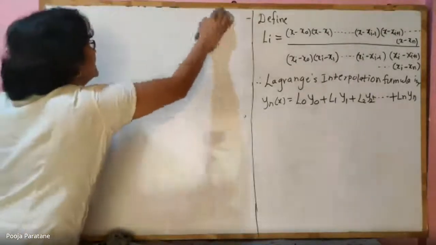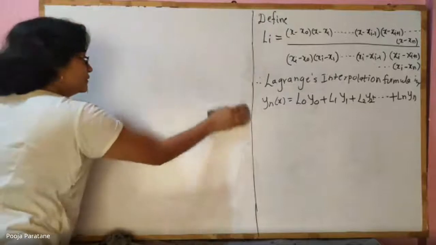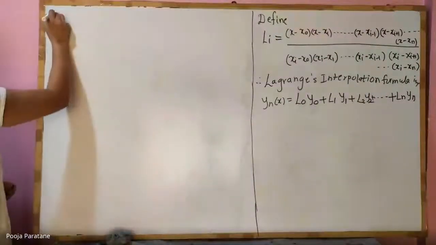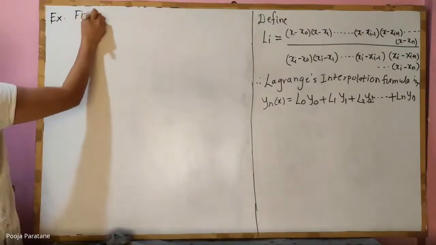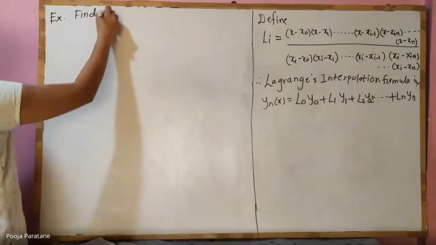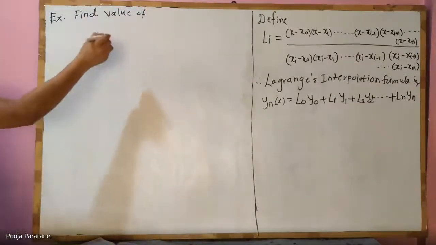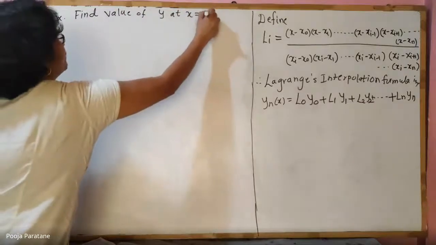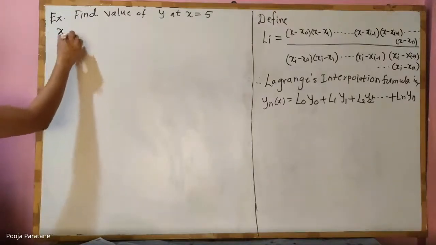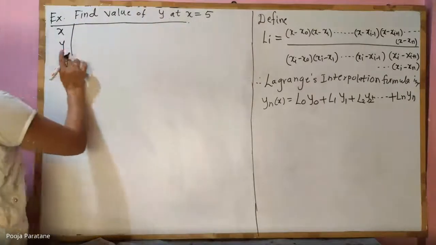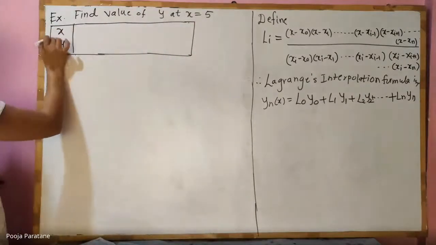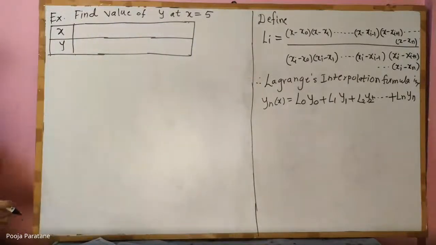Considering unequally spaced data, example: find the value of y at x is equal to 5 using the following data. And the data is here, x, y. Here one thing is that we don't need to construct any difference table. Directly from the given data we will pick up the values of x0 and y0. So we need only this table where we have given the values.